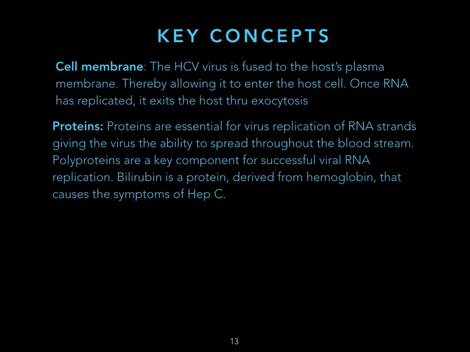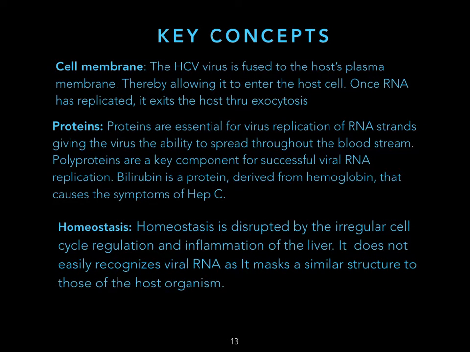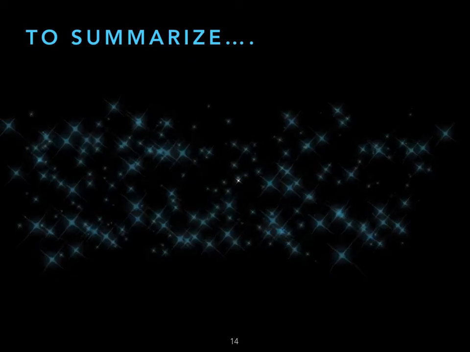Proteins. Proteins are essential for virus replication of RNA strands, giving the virus the ability to spread throughout the bloodstream. Polyproteins are a key component for a successful viral RNA replication. Bilirubin is a protein derived from hemoglobin that causes the symptoms of Hep C. Homeostasis is disrupted by the irregular cell cycle regulation and inflammation of the liver. The immune system does not easily recognize the viral RNA as it mimics a similar structure to those of the host organism.